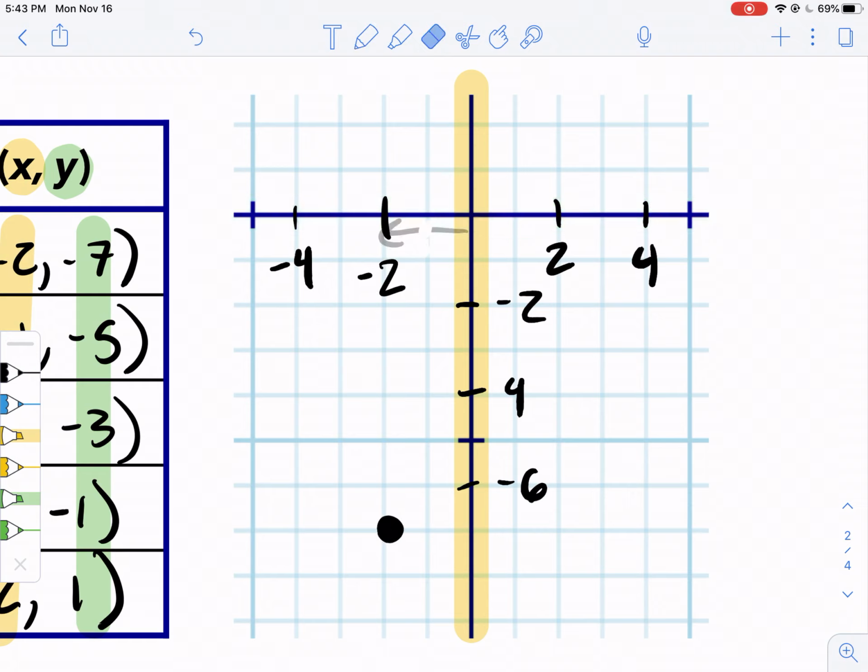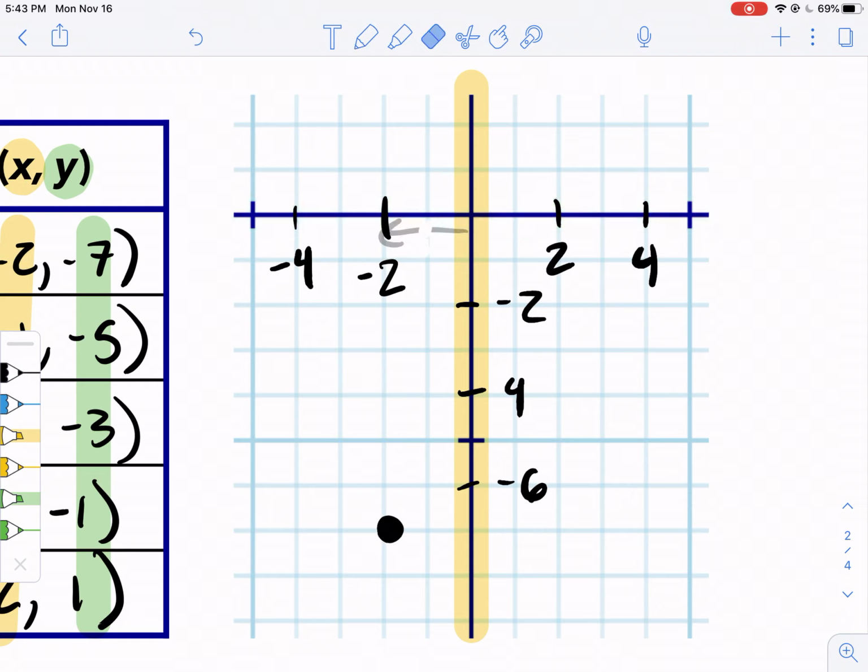I didn't draw my line correctly. They'll all connect in a straight line. Oh, hey, look, they all lie on my line. And what's great about Notability is it does straight lines for you. So there you have it. We graphed our line. That's fun, right?